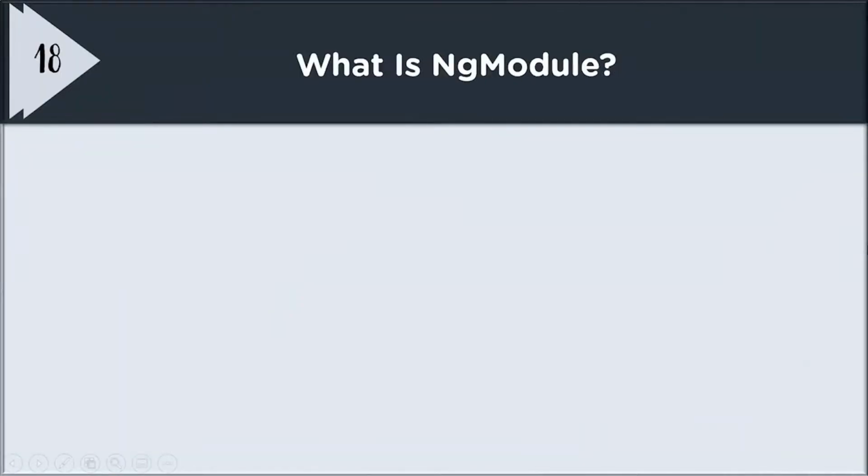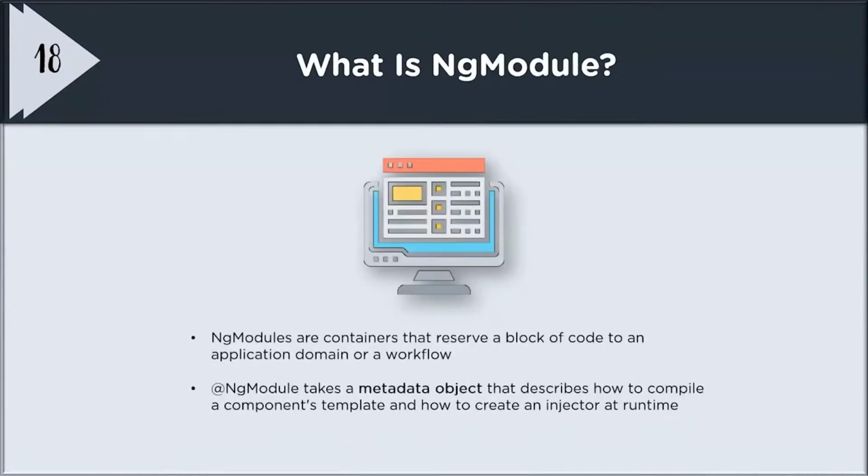Moving on, what is NgModule? NgModules are basically containers that reserve a block of code to an application domain or a workflow. The @NgModule takes a metadata object that describes how to compile a component's template and generate an injector at runtime. In addition to this, NgModule also identifies the module's components, directives, services, pipes, and it also ensures that it makes them public so that external components can use them. All of this is taken care of by the NgModule.